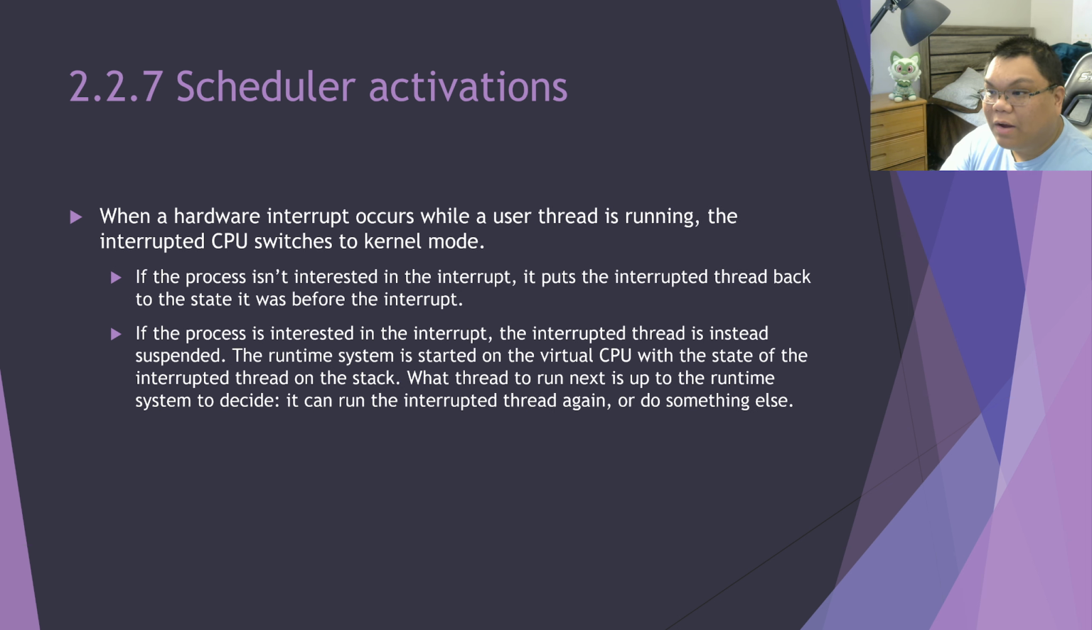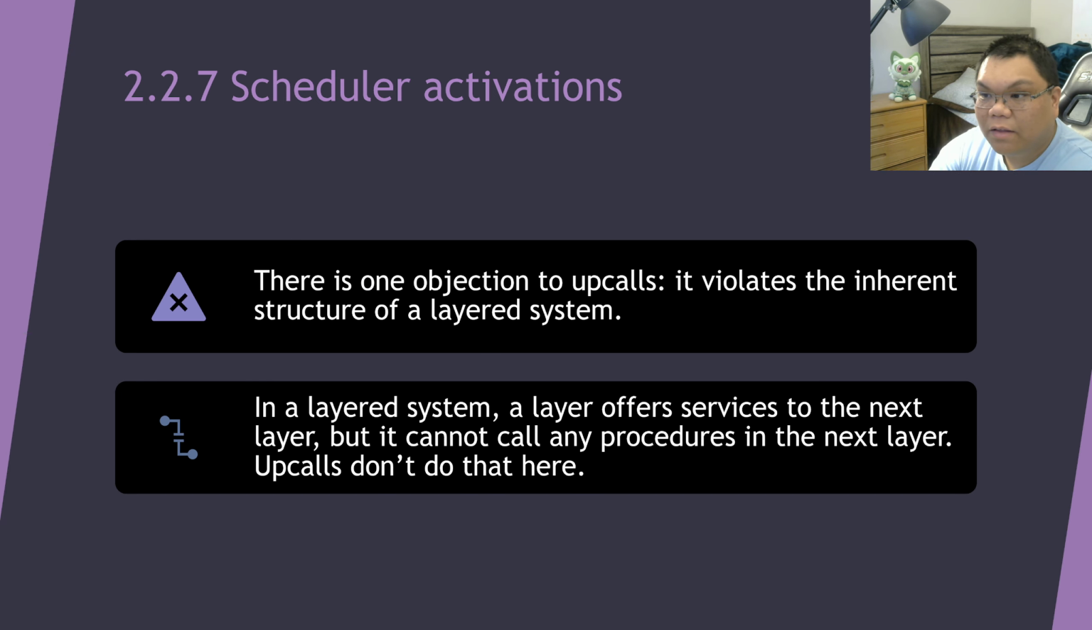When a hardware interrupt occurs while a user thread is running, the interrupted CPU switches to kernel mode. If the process isn't interested in the interrupt, it puts the interrupted thread back to the state that it was right before the interrupt. If the process is interested in the interrupt, then the interrupted thread is suspended. The runtime system is started on the virtual CPU with the state of the interrupted thread on the stack. What thread to run next is then up to the runtime system to decide. So it could run the interrupted thread again, or something else.